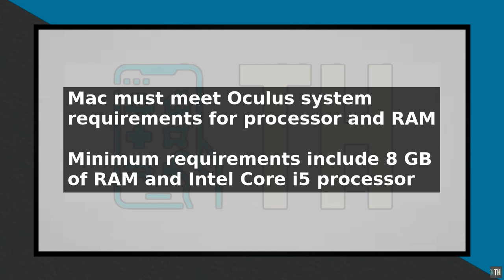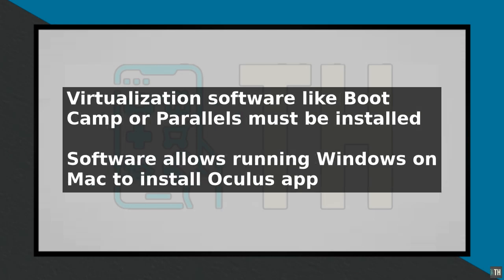You will need at least 8 GB of RAM, an Intel Core i5 or AMD equivalent processor, and an NVIDIA GeForce GTX 1060 or AMD Radeon RX 480 graphics card. Next, you will need to download and install virtualization software such as Boot Camp, Parallels, or VirtualBox. These programs allow you to run Windows on your Mac, which is necessary to install the Oculus app.